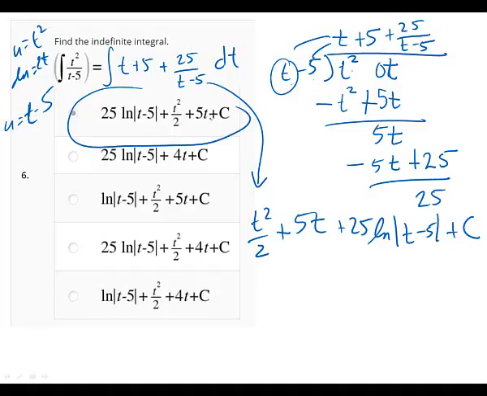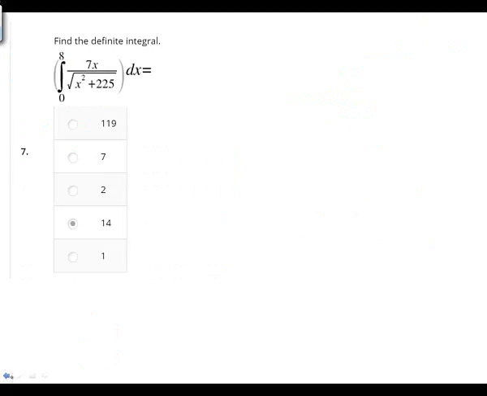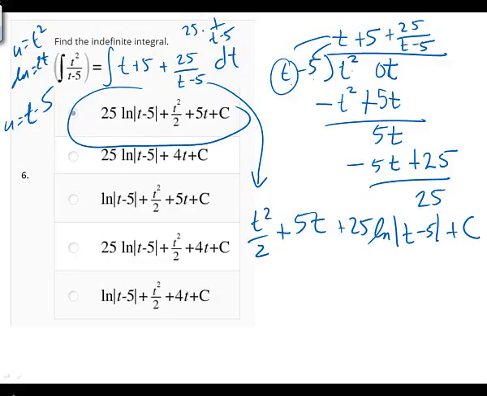Why did you make the 25 just hang out? Because it's a coefficient. This is the same thing as saying 25 times 1 over t minus 5. Yeah, I got you. Okay? Alright, are we good with 6? Alright, let's keep going. I'm waiting.